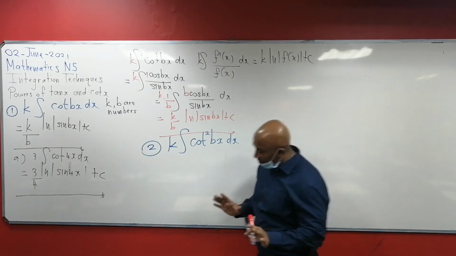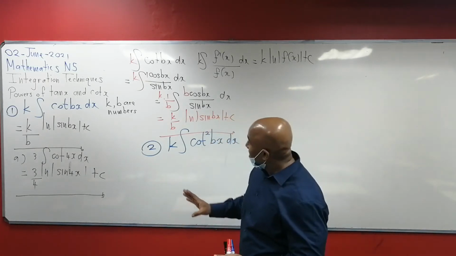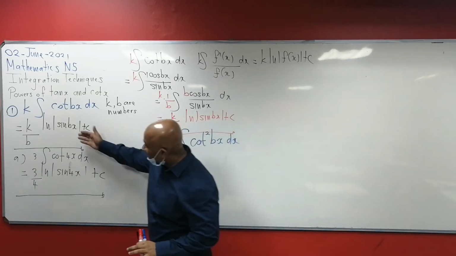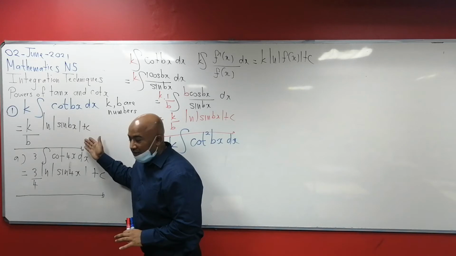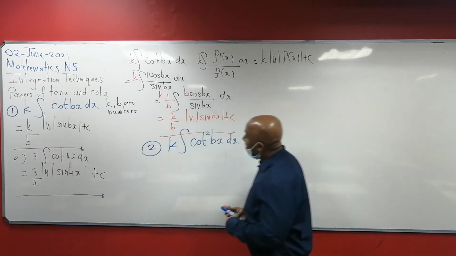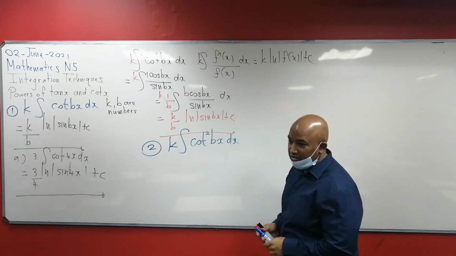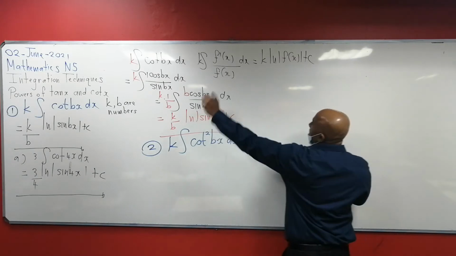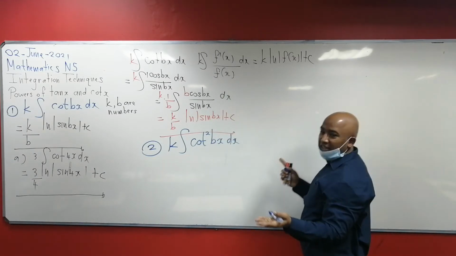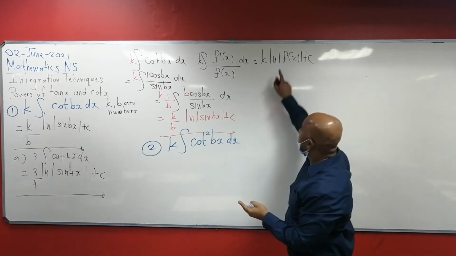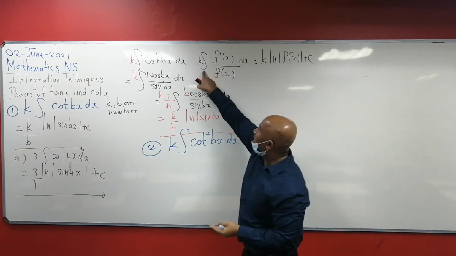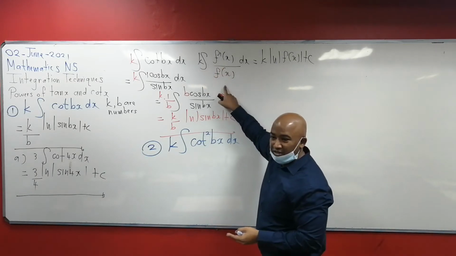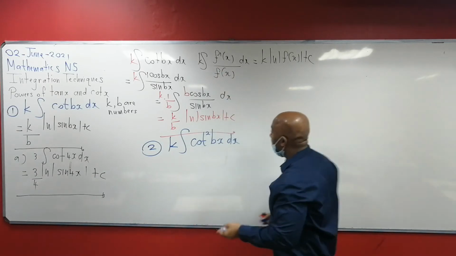Now remember, before we go back, here I showed you why you get ln of sine bx. Now remember, you can check your answer. And how do you check your answer? Remember, there's a formula here. You know from differentiation, if y is equal to k ln f of x, the derivative is k f prime x all over f of x. That is your formula for differentiation.